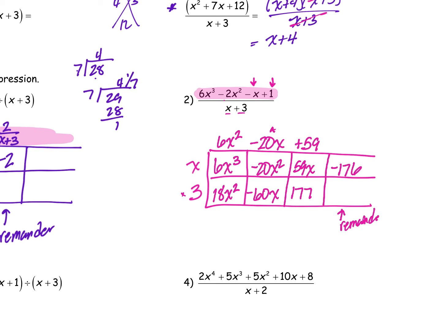Once this gets below this x, so if this happened to be x squared, once I get one degree below that, I would have stopped. Once it's one below, I can't divide anymore. So my remainder is minus 176 divided by x plus 3.